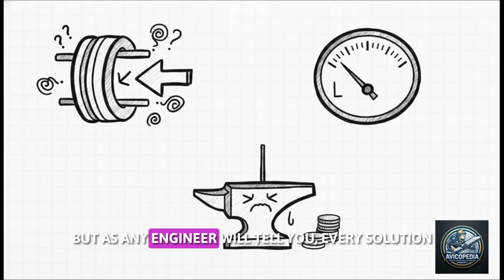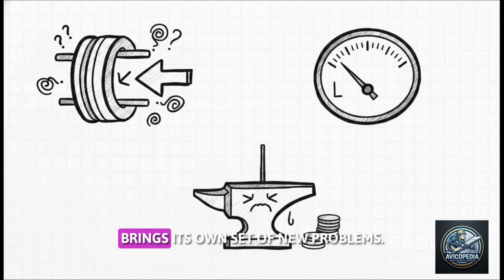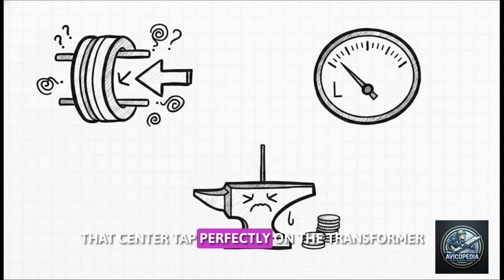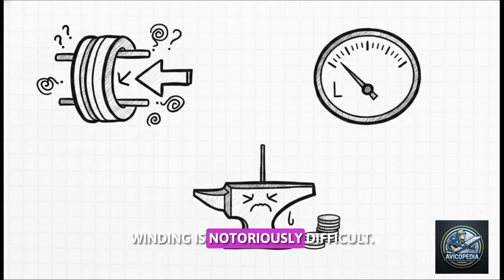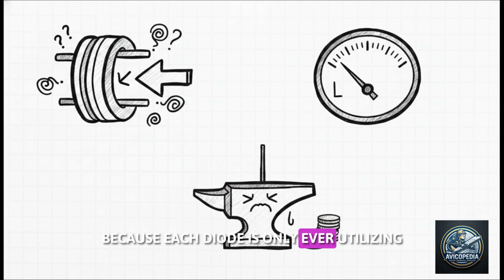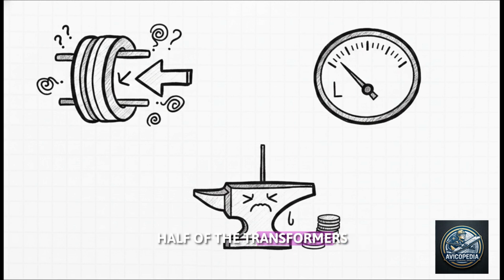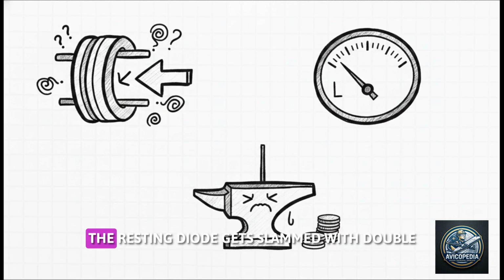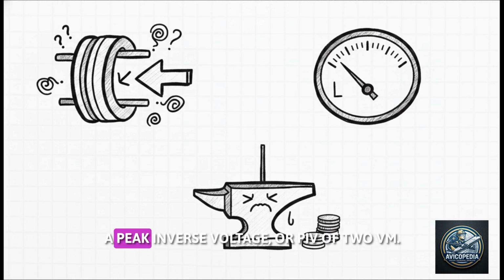But as any engineer will tell you, every solution brings its own set of new problems. First, physically locating and manufacturing that center tap perfectly on the transformer winding is notoriously difficult. Second, our DC output voltage is relatively low because each diode is only ever utilizing half of the transformer's total secondary voltage at any one time. Finally, and this is the big one, the resting diode gets slammed with double the maximum voltage, a peak inverse voltage or PIV of 2 Vm.